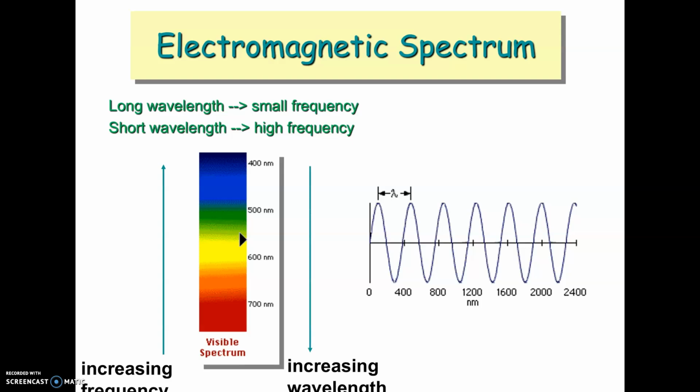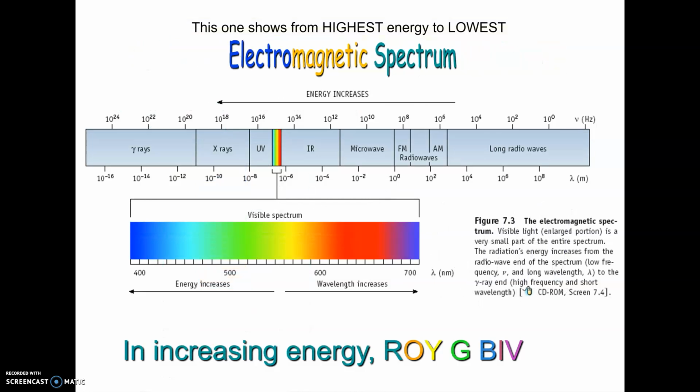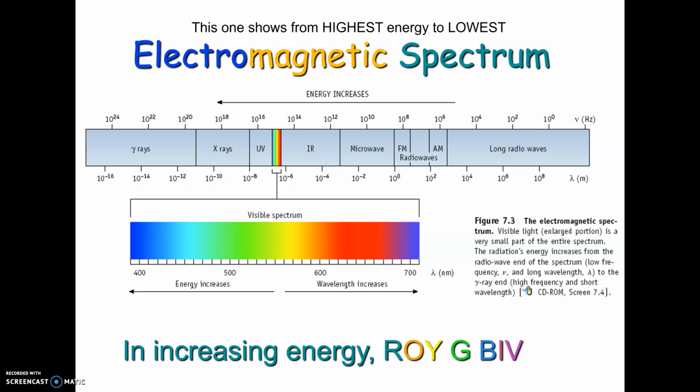So this is just showing here, as the wavelength goes up, the frequency goes down, and vice versa. This is just another one showing the electromagnetic spectrum. Now, one way you can memorize the colors in increasing energy, and we haven't talked about energy, but energy and frequency are actually directly related. So the higher frequency light would also be a higher energy light.